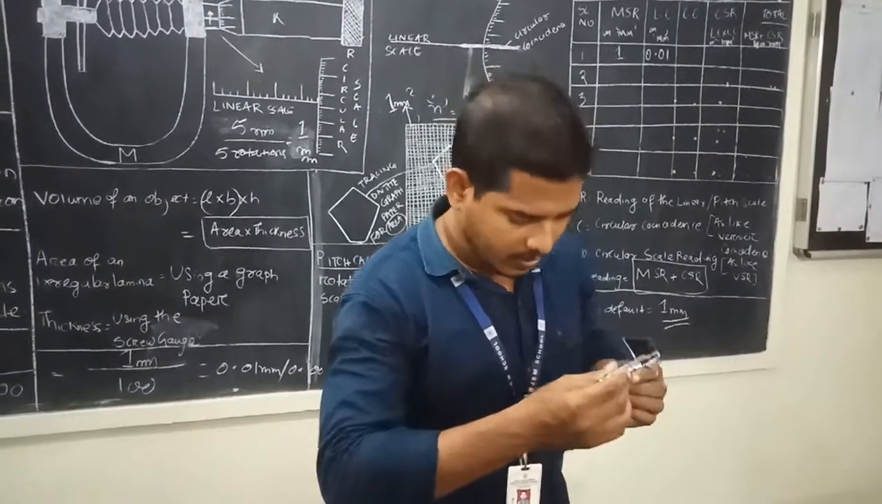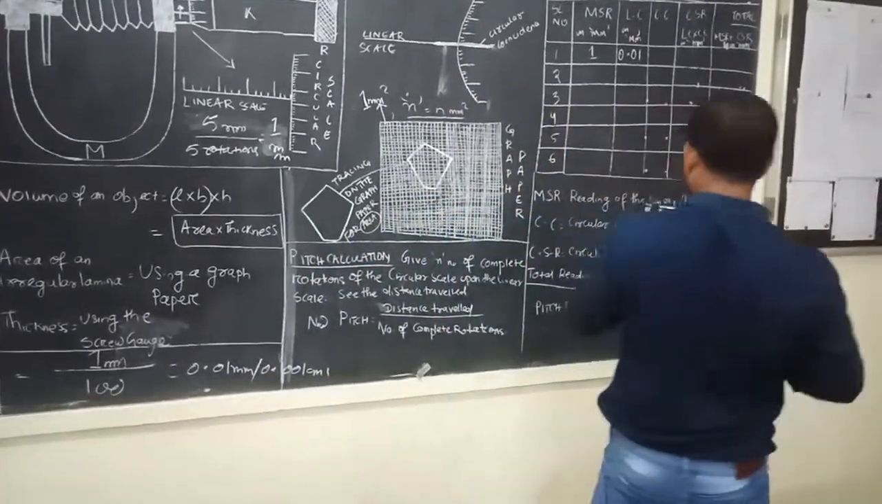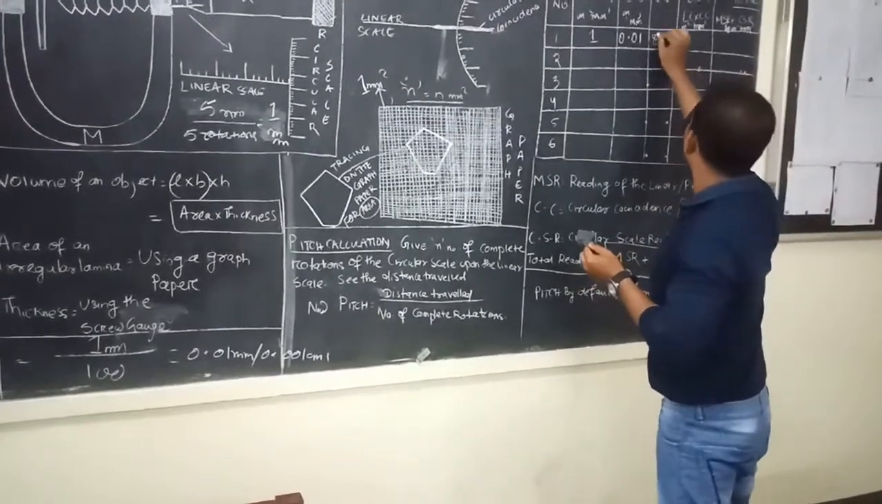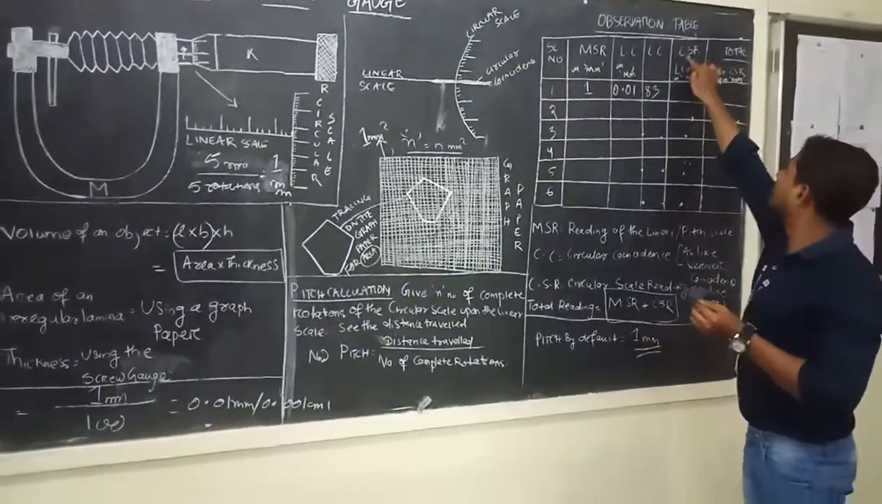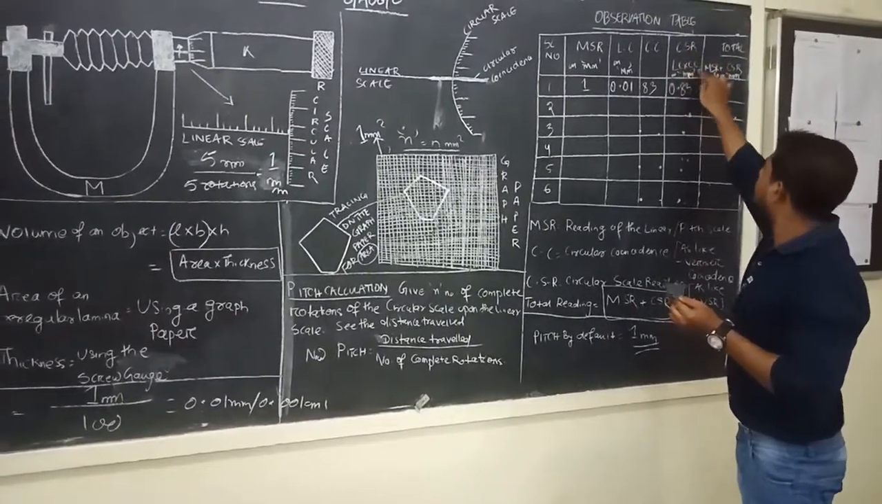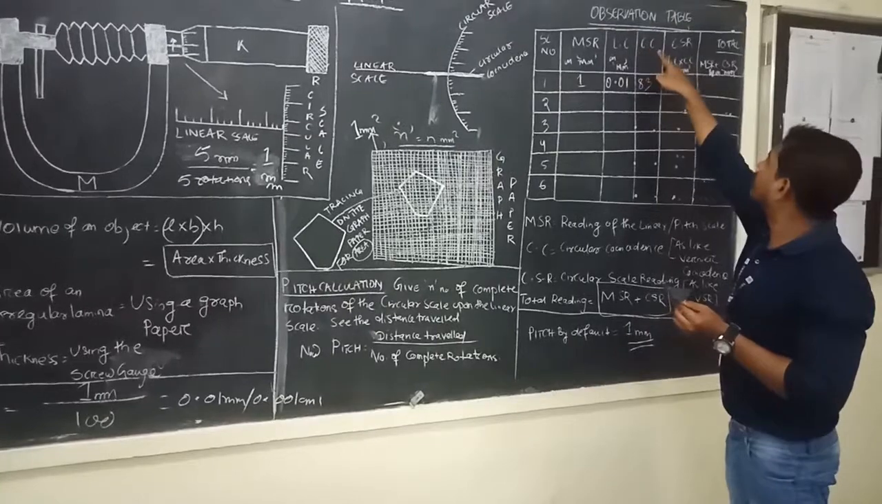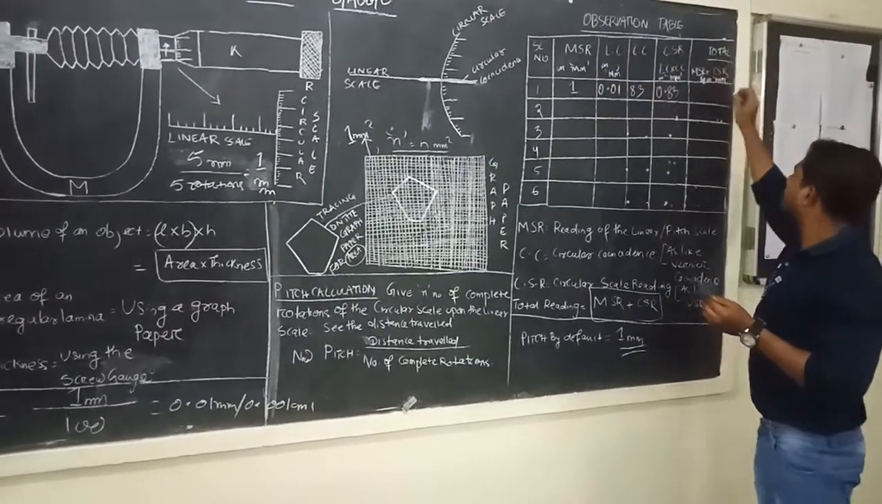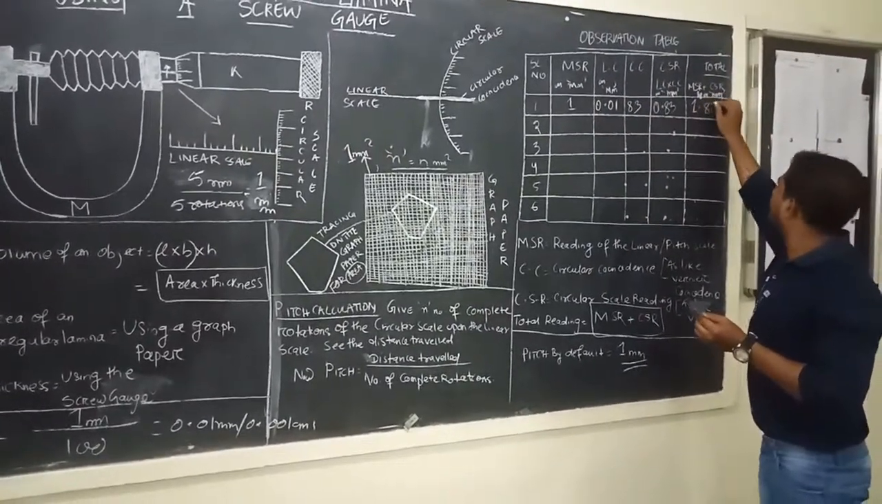Now for this instance, the circular scale coincidence will be 83. So here it will be 83. So your CSR, circular scale reading, is 0.83, because CSR is LC into CC, least count into circular coincidence. So your reading comes to 1.83.